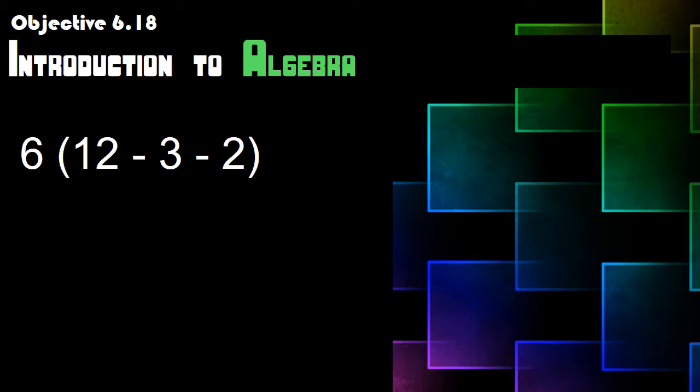Let's go and take a look at this next problem here. We have 6, and then in parentheses we have 12 minus 3 minus 2. So if we did good old-fashioned order of operations, we did everything in the parentheses first. So we have 9 minus 2.